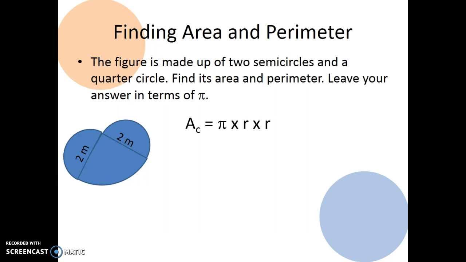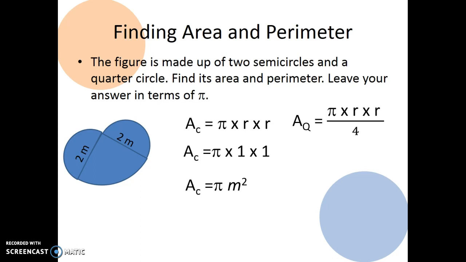Okay, so let's find the area of a circle first. I'm going to find the area of the semicircles together, because there are two of them, and I'm going to add them together to find the total area. So I've got pi times r squared, and since my radius is 1, I just have pi times 1 times 1. Since I'm leaving my answer in terms of pi, my answer in this case is just pi meters squared. And that's okay. We're just going to leave it like that.